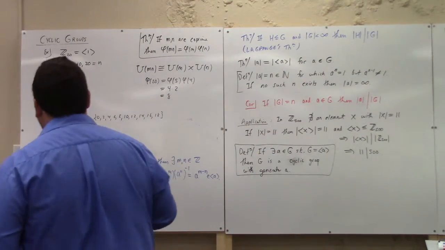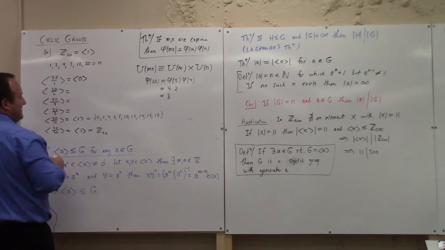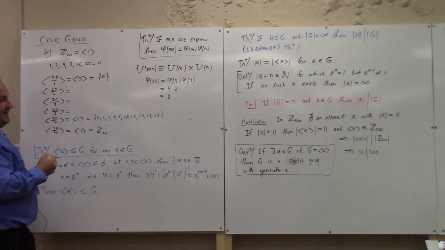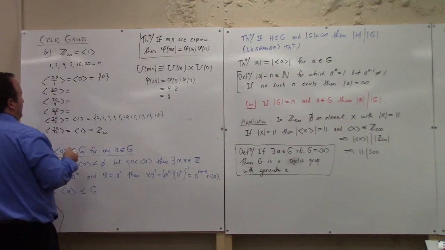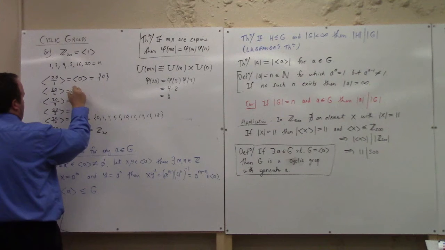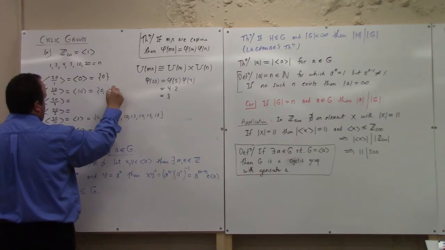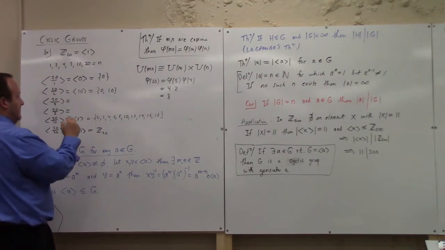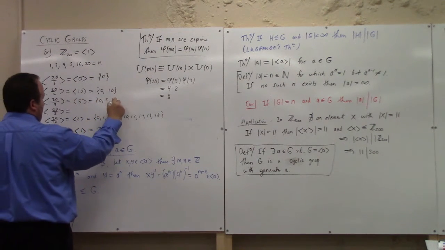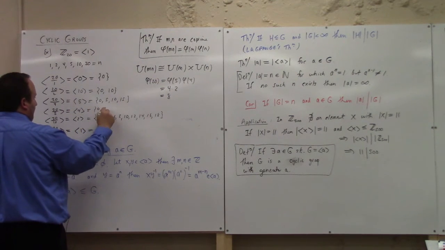And what's this one? This is kind of a silly one, right? This is just the trivial additive subgroup. This one, of course, is the set generated by 10, which is 0 and 10, right? This one has 0, 5, 10, 15. And this one has your multiples of 4.